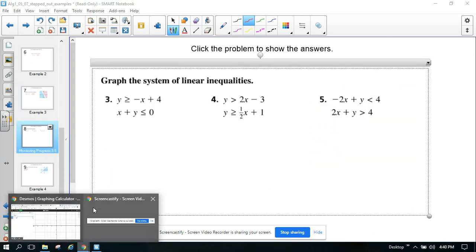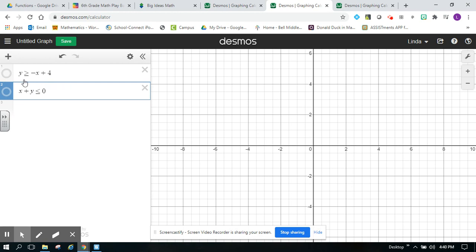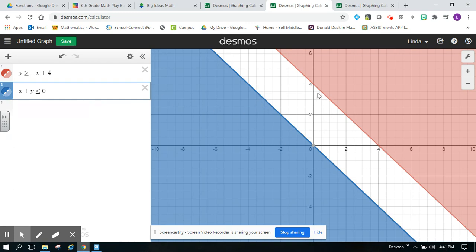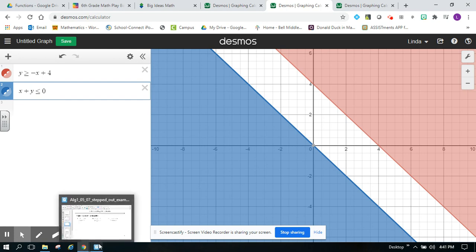So in Desmos, I had already put in y is greater than or equal to negative x plus 4, and x plus y is less than or equal to 0. So the question would be, what is the solution set? And if I click on those, you can see as they get graphed that there is no solution. There is no solution because they both happen to have a slope of -1. When you solve the second equation, you get y is less than or equal to -x, right? So the solution set would be empty.